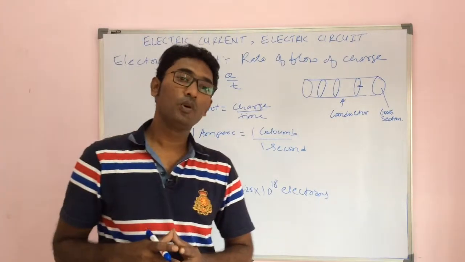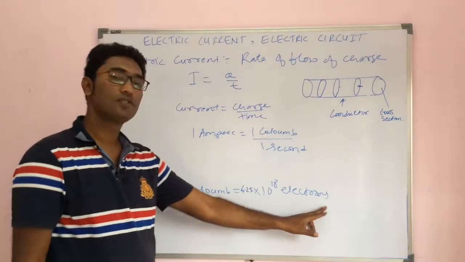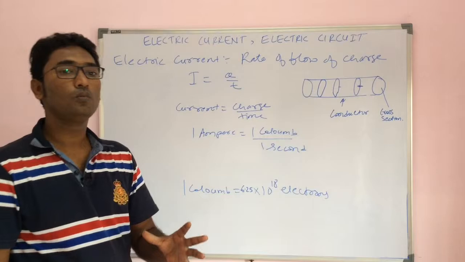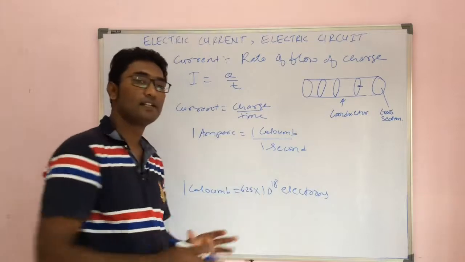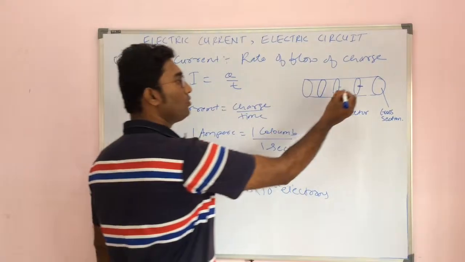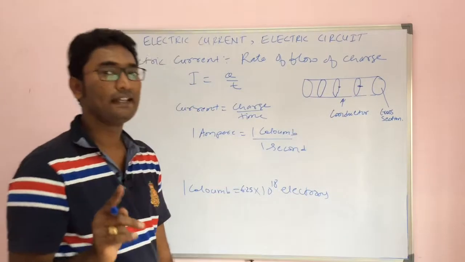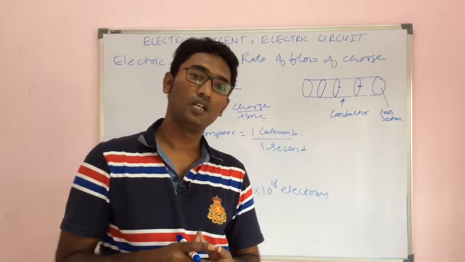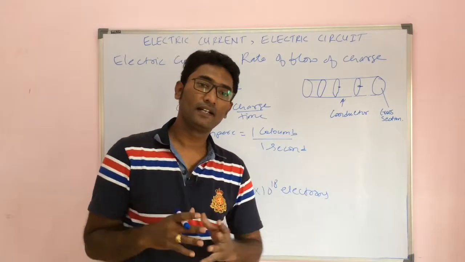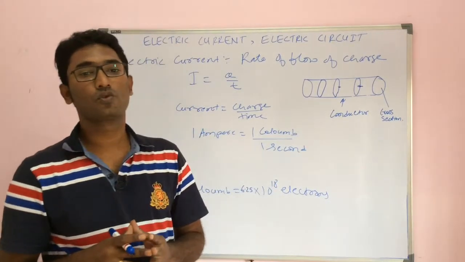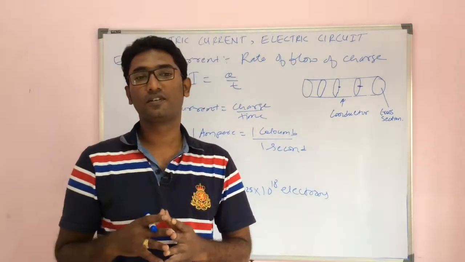And what is 1 coulomb? 1 coulomb is a packet, or a collection, of 6.25 × 10^18 electrons. So if 6.25 × 10^18 electrons pass through a cross section of a conductor in 1 second, then we can say that the electric current flowing through the cross section of the conductor is 1 ampere. Electric current can be measured with an instrument called an ammeter, which measures the electric current.